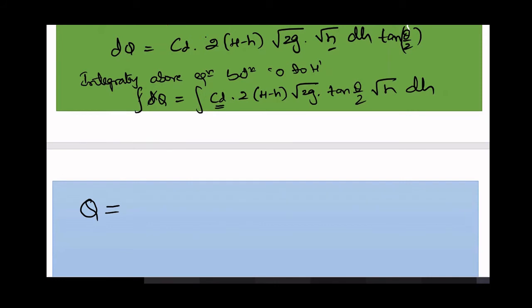Cd is also a constant, better to take it outside. 2 is also a constant, better to take it outside. Square root of 2g is constant. Tan theta by 2 is also constant. Only the function which varies is this h. And capital H is also constant for the time being, because it is not a function of the thickness.